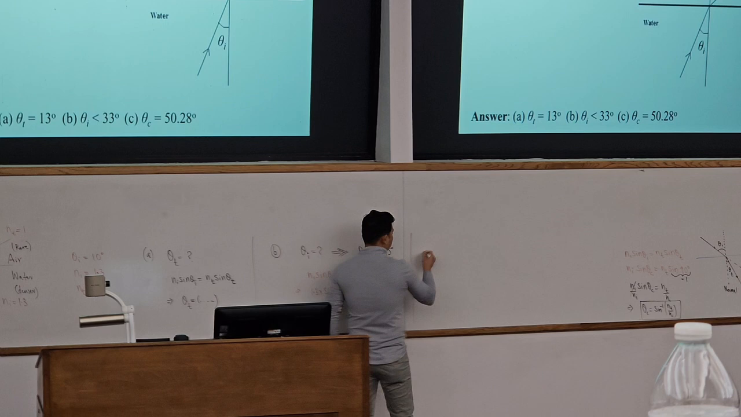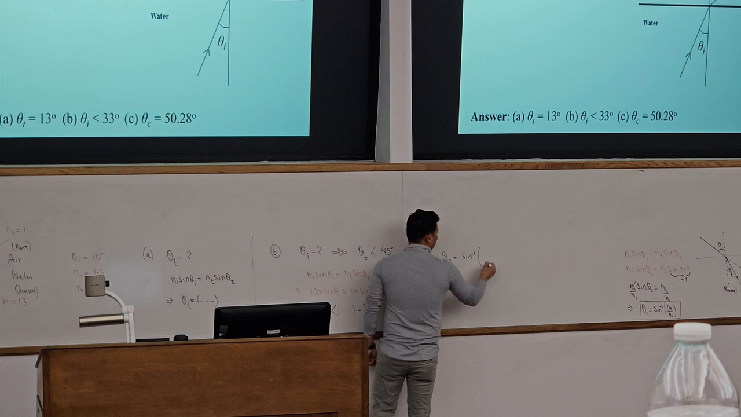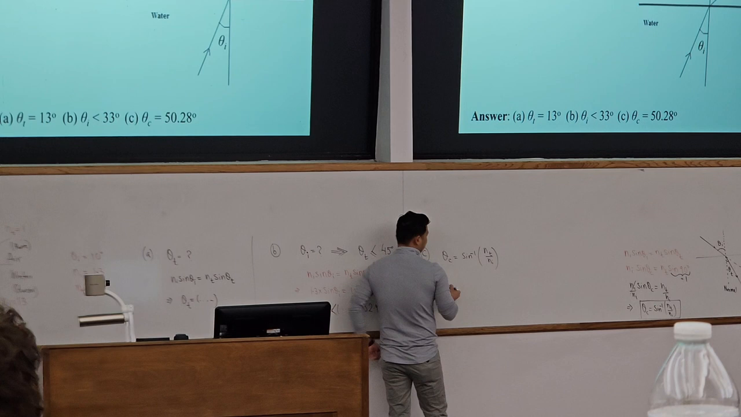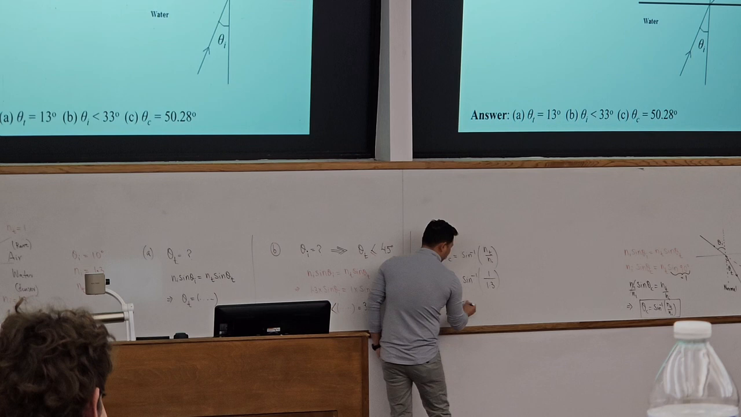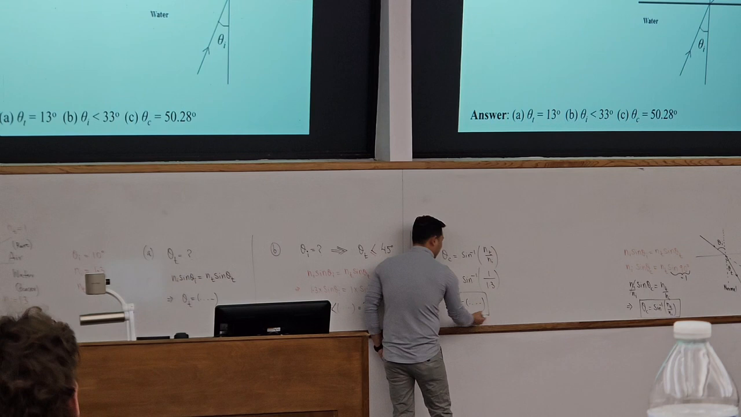theta C equals sine inverse, and I assign the values given, and the value will be 1 point something. Whatever the number you get, that is the critical angle, where the light doesn't escape. It's a very simple but very useful concept.